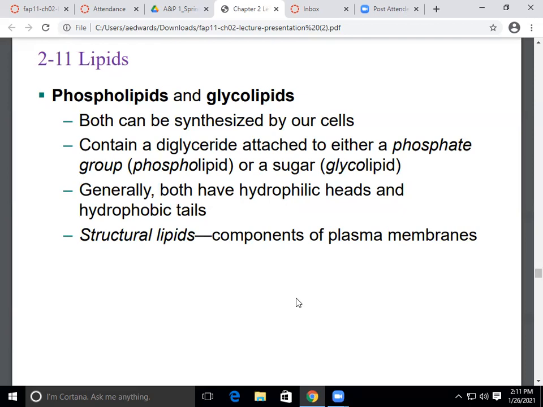And they can be attached to either what we call a phosphate group, which has the element phosphorus in it, or a sugar. If it has a phosphate group attached to it, we call it a phospholipid. If it has a sugar attached to it, we call it a glycolipid. Why? Because glyco means sugar. Root words. Generally, both of these are going to have heads that like water. They're hydrophilic. Remember, philos means loving, and tails that are hydrophobic, which means they don't like water. And here you have an example: structural lipids, which are what you find in your plasma membranes, in your cell membranes.